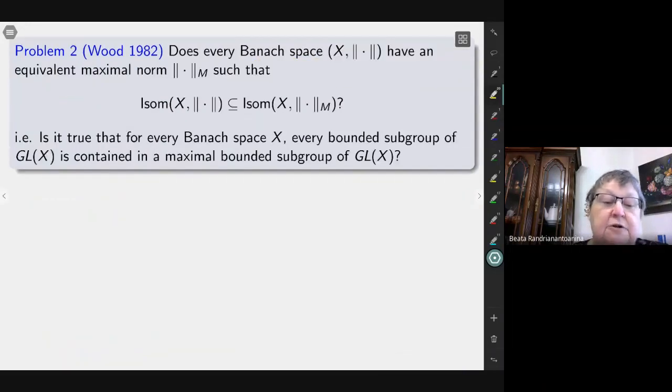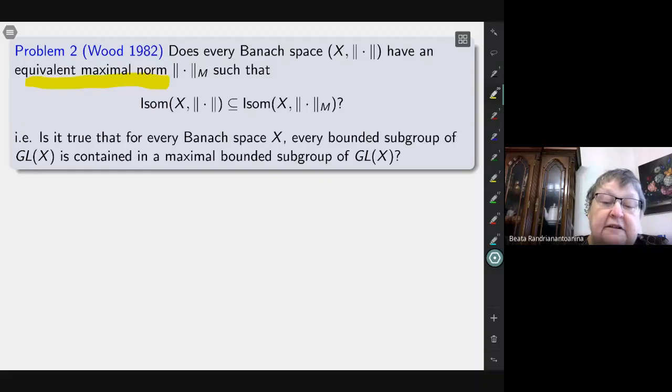But Wood asked also a second question, kind of a stronger question. So is it true that not only does every Banach space have an equivalent maximal norm, which right now we don't know, we know it's not true for every space, but they asked, well, imagine that our Banach space has maximal norms? Such Banach spaces exist, for example, little lp.